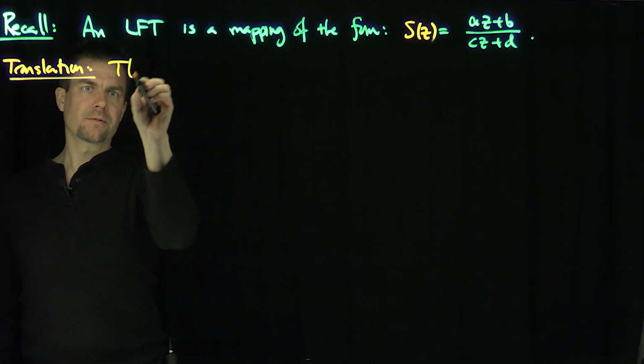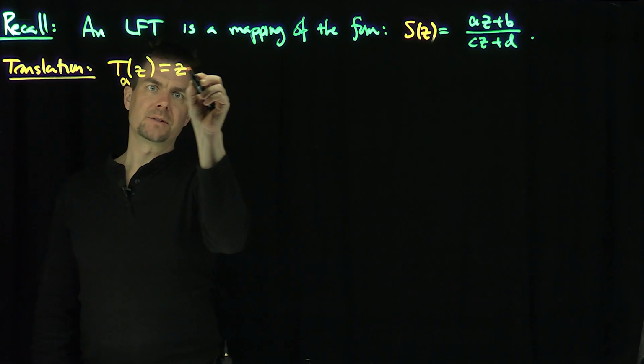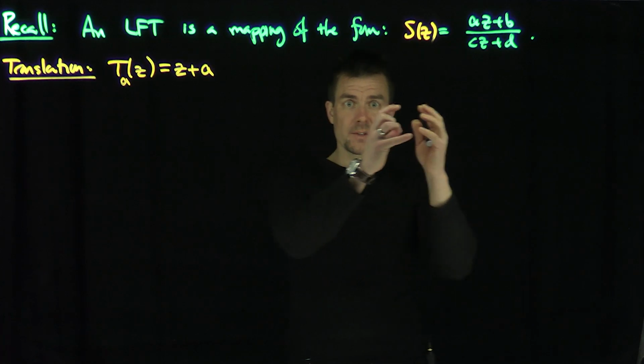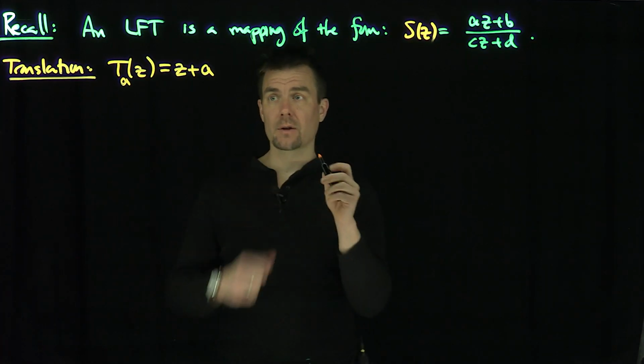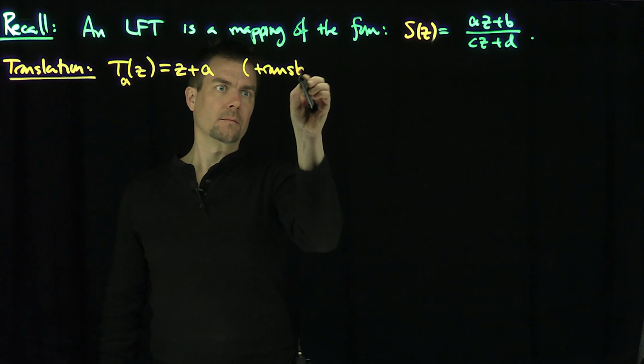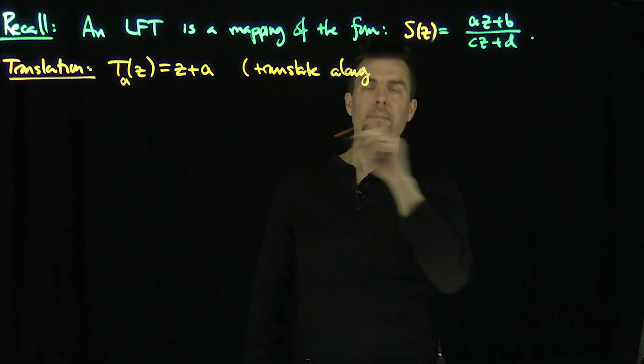So translation as a function of z, translation by a point a, is just going to be the mapping z plus a, right? And all that's going to do is take every vector and translate it along the direction a. So we're just translating along the direction of a.